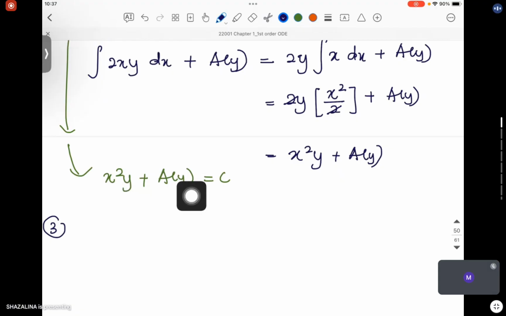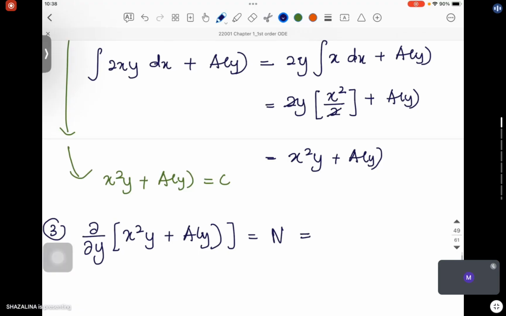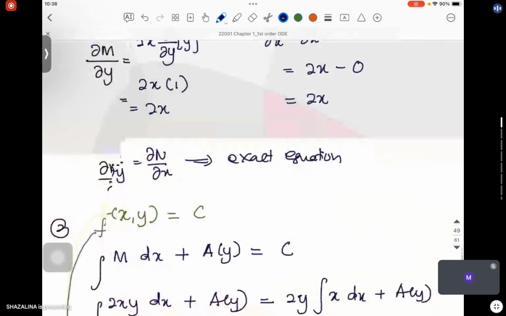Differentiate f(x,y), meaning differentiate x square y plus a(y) partially, and equate to N. In this case, our N is equal to x square minus 1.